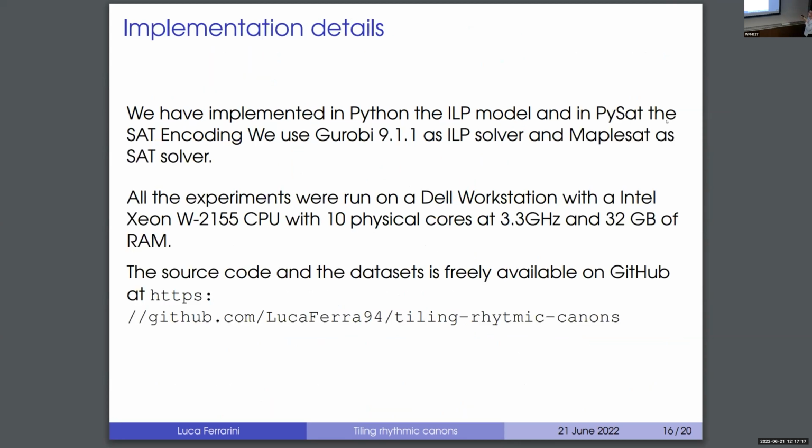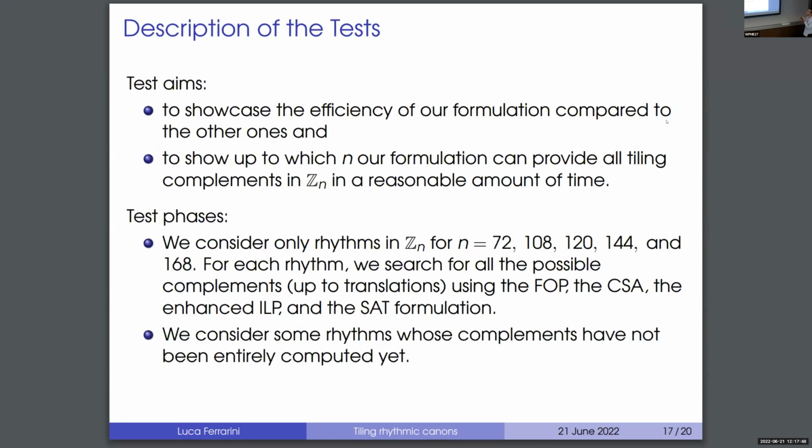So in this slide, our code is written in Python, using the ILP model that I have described before, and then the SAT encoding model. These experiments are run on this computer, and the code can be downloaded at this link. Then we can move to the description of the test. The main reason for this test is two goals.